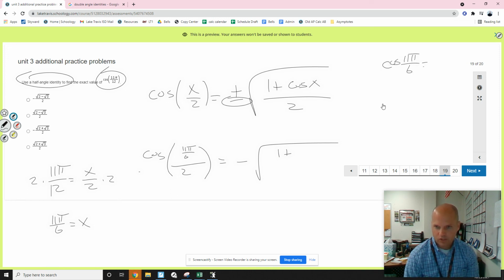Cosine of 11 pi over 6 is positive root 3 over 2. You're in the fourth quadrant. You're going to the right. It's a short 30, 60, 90. So that's positive root 3 over 2. I don't see that answer.